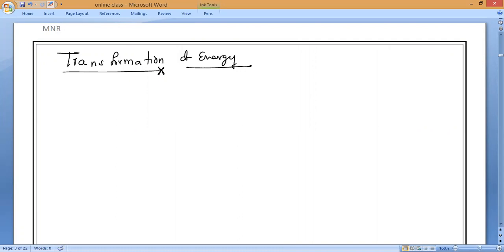Energy can neither be created nor be destroyed. In the same way, in chemistry, there is the law of conservation of mass. What is the law of conservation of mass? Mass can neither be created nor be destroyed. In the same way, what is the law of conservation of energy? Energy can neither be created nor be destroyed. That is what you have to remember. Is it clear, everybody?